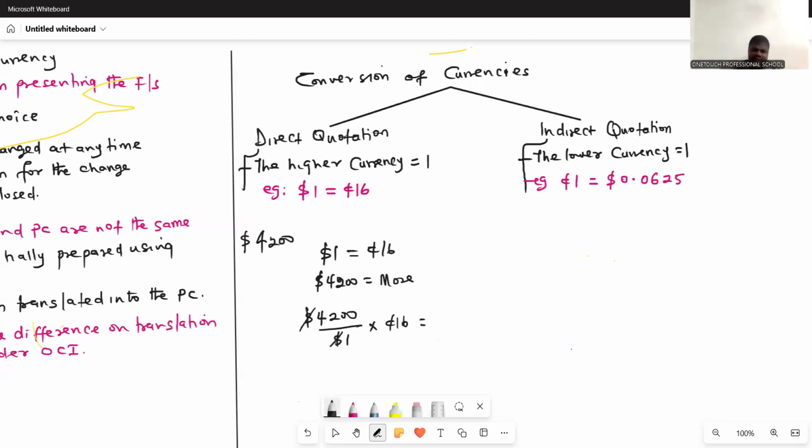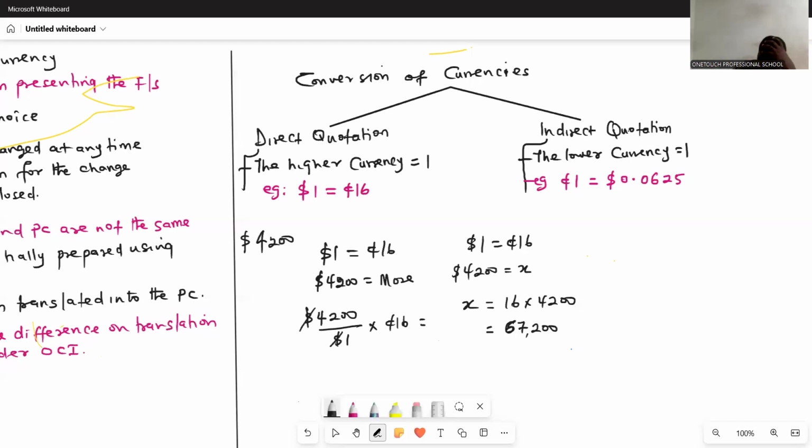Others too, they will write $1 is equal to 16 cedis and $4,200 is equal to X. Find X. So they will say 1 times X, X is equal to 16 times 4,200. Did you get it? How much are you going to get? 67,200.